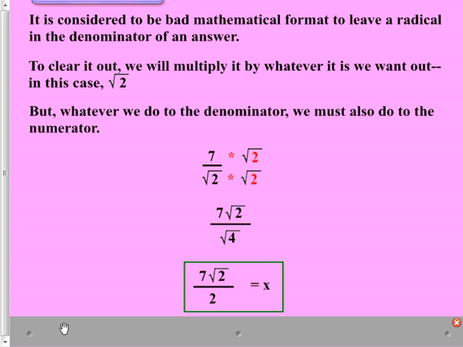Now we should be familiar from our discussions on Pythagorean theorem that sometimes with these guys we're just going to end up with side lengths that have radicals in them. And there's another example.